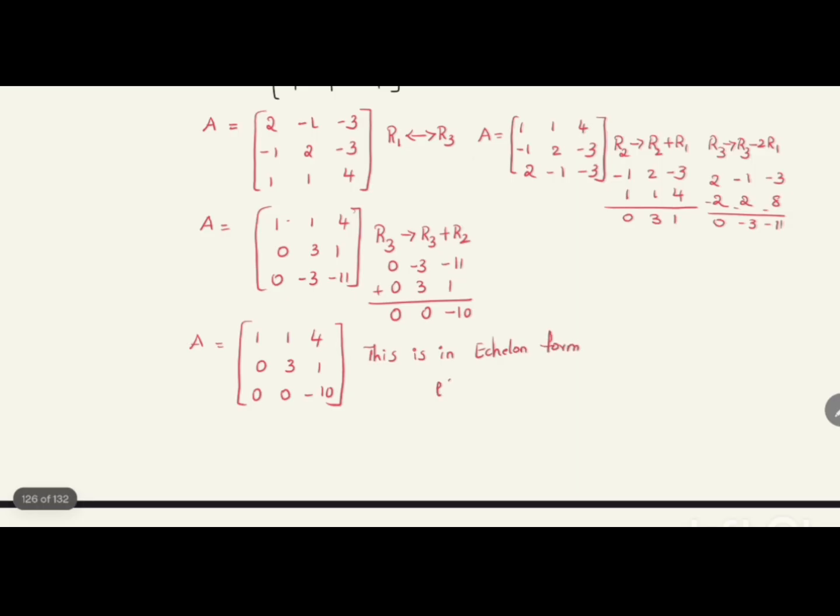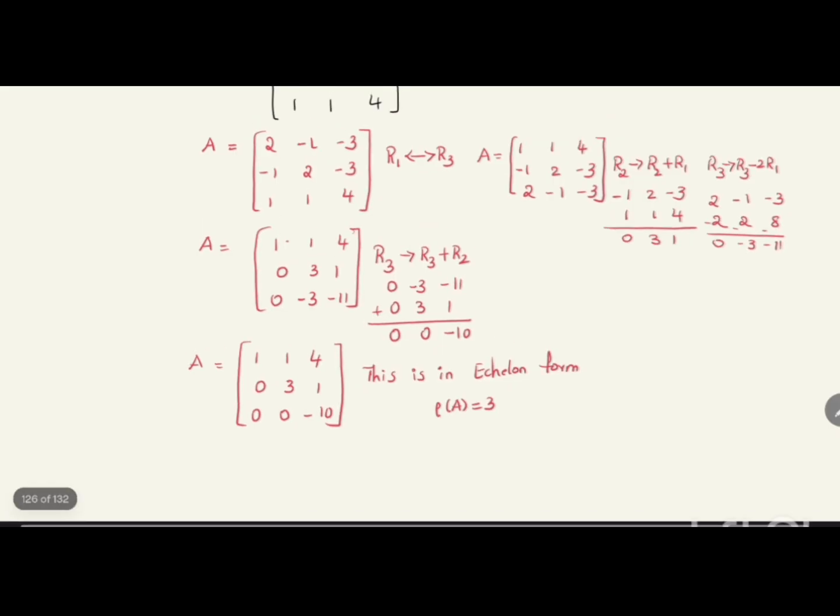Therefore, the rank of the matrix is equal to 3 because we have 3 non-zero rows. R1, R2, R3. All these 3 are non-zero rows. Therefore, the rank of the matrix is 3.